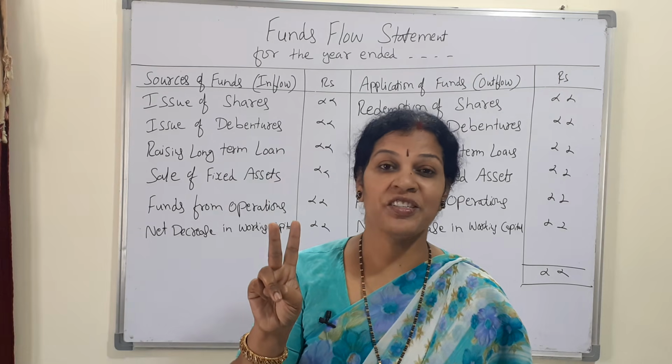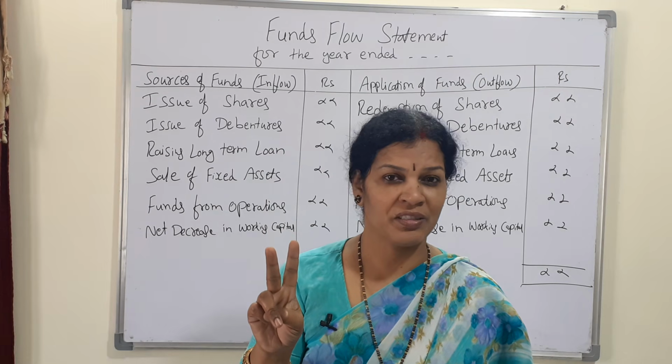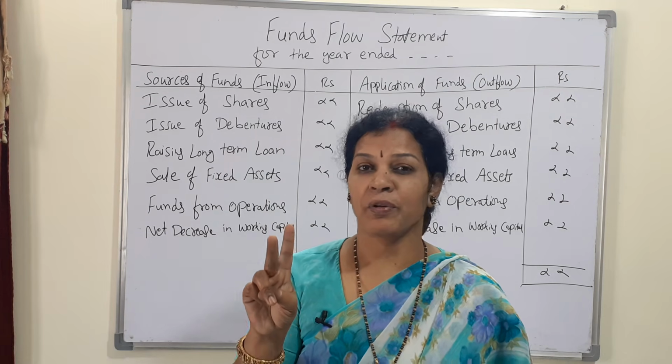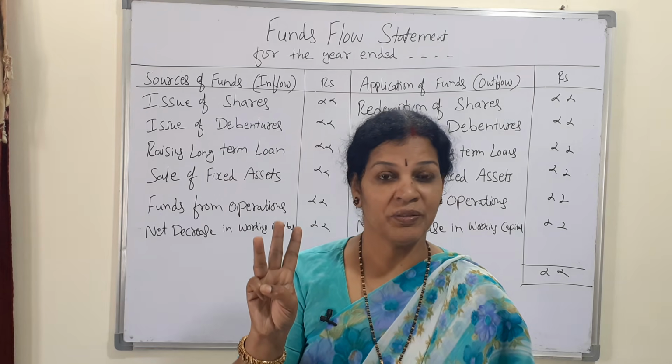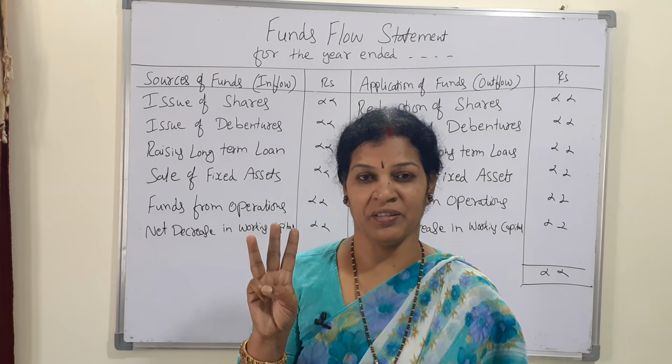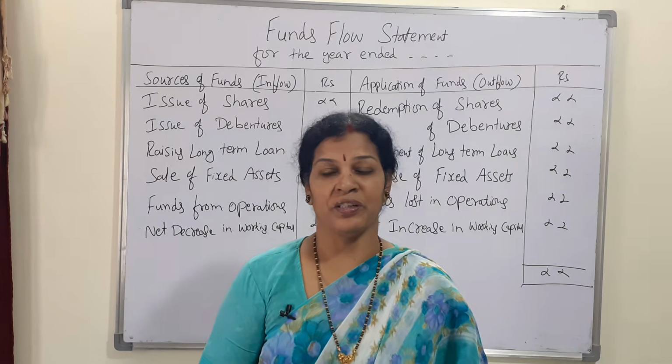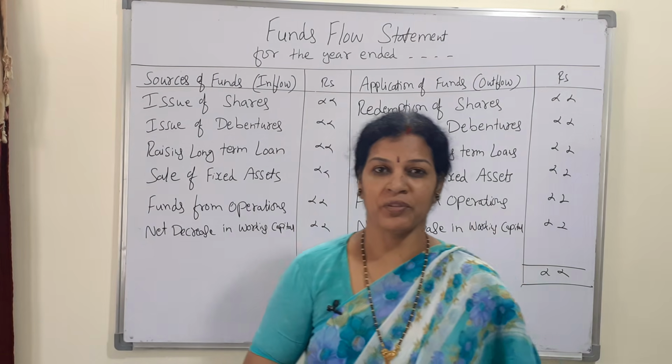And the second one is the adjusted profit and loss account. In the previous classes I have covered the proforma of the adjusted profit and loss account and also a problem. The third one is the fund flow statement. So this proforma we'll see today. In coming classes we will work out problems.